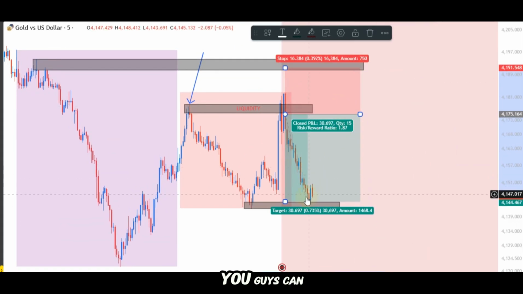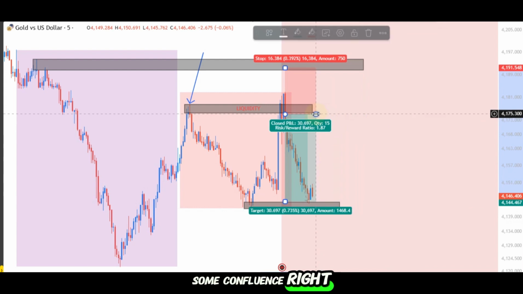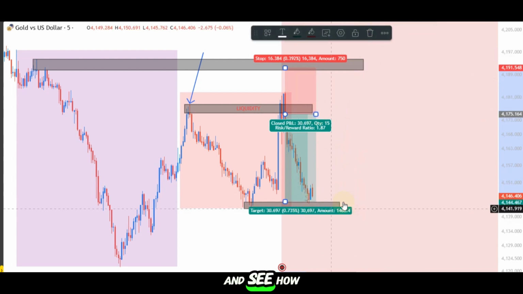So boom guys, you guys can see it actually came all the way to this very particular TP and also tapped this liquidity, but we are still waiting for some confluence, right? So let's wait and see how it reacts to this liquidity sitting at these lows again.